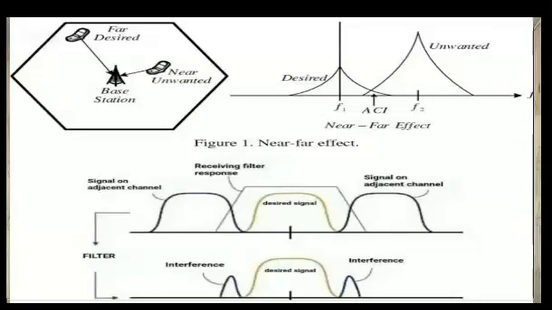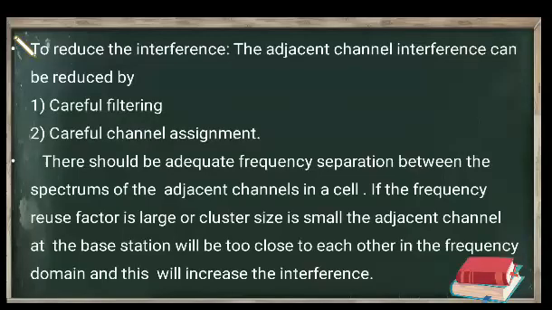In the bottom figure we can show the desired signal and the interference signal after filtering the desired signal. Okay, and the upper diagram shows the near-far effect, that is for the desired signal and unwanted adjacent channel interference signals. In the left figure we are showing that some mobiles are near the base station and some mobiles are far away from the base station. That part we already discussed in previous PPTs.